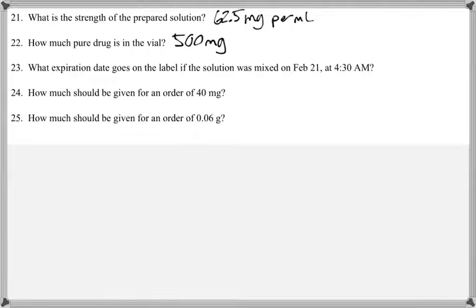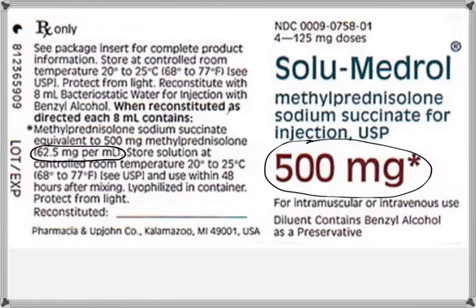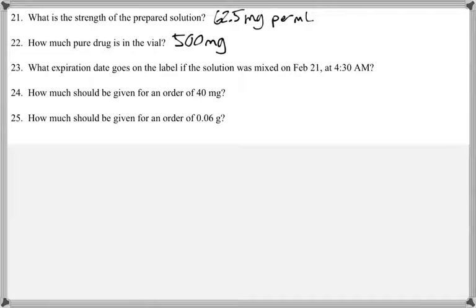What expiration date goes on the label if the solution was mixed on February 21st at 4:30 a.m.? So if I'm looking, it says use within 48 hours after mixing. So 48 hours is 2 days. So that would be February 23rd at 4:30 a.m.